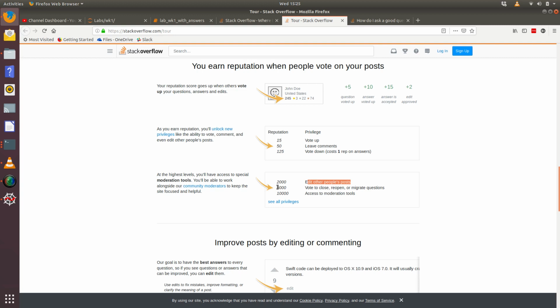Once you're getting up to 3,000, they can vote to close, reopen, or migrate questions. And when they're up to 10,000, a very high reputation, they can actually moderate the site. So they can begin to close down questions if they think it's a duplicate of something else, or if they think it's not a helpful question.